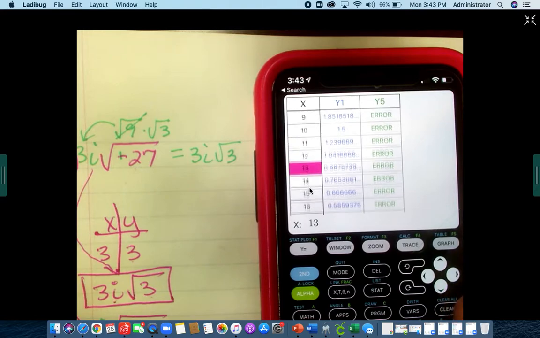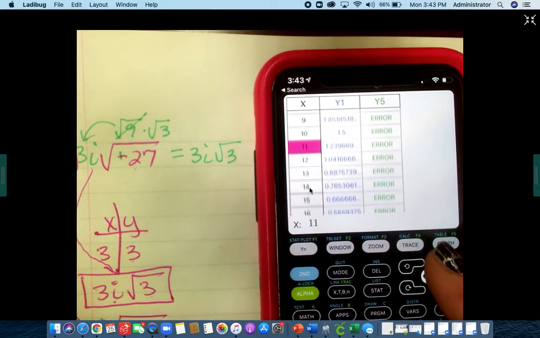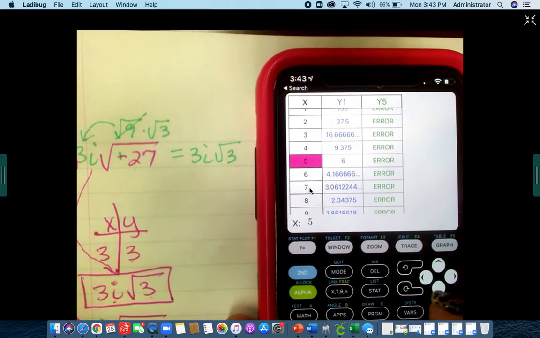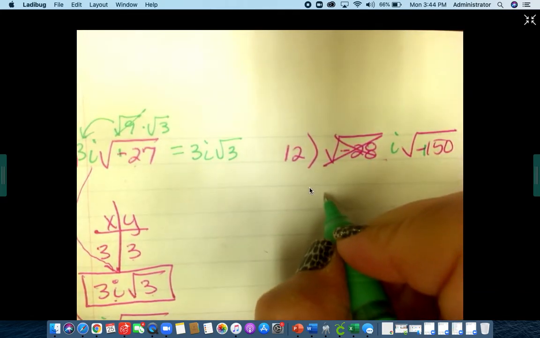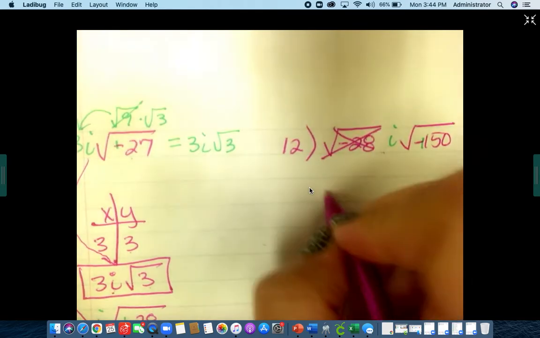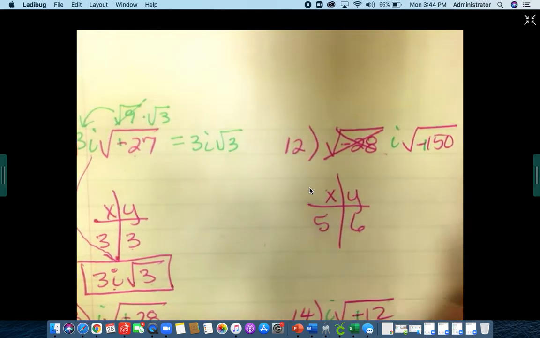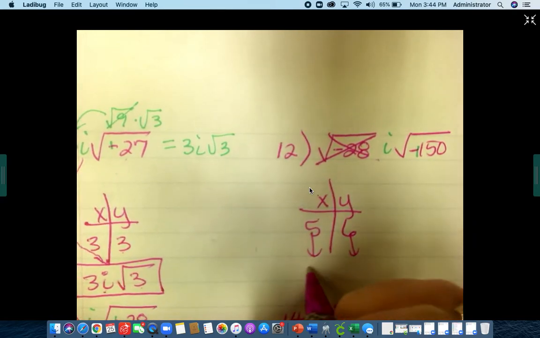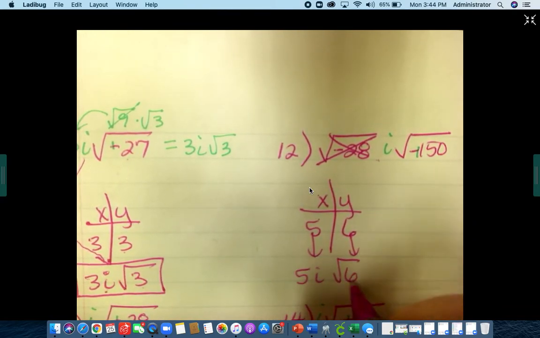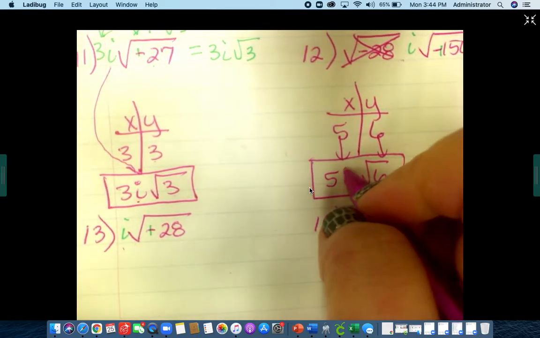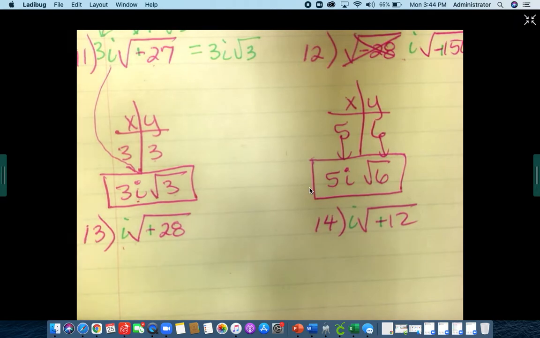Oh, and now I'm in my 0 point whatever. If I get to 0 point something, I'm done. So 5 and 6 is the lowest one I'm going to find. So I'm going to come over here and do a table x, y, and that was 5 and 6. And bringing those down means I have 5i square root of 6. If you do not type it in with the i in Delta Math, it will not be correct.